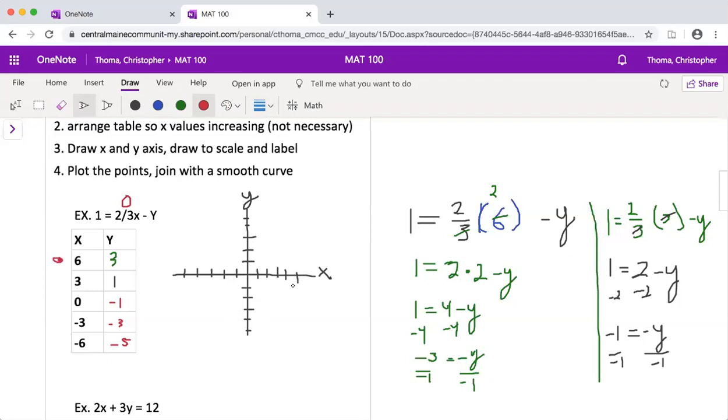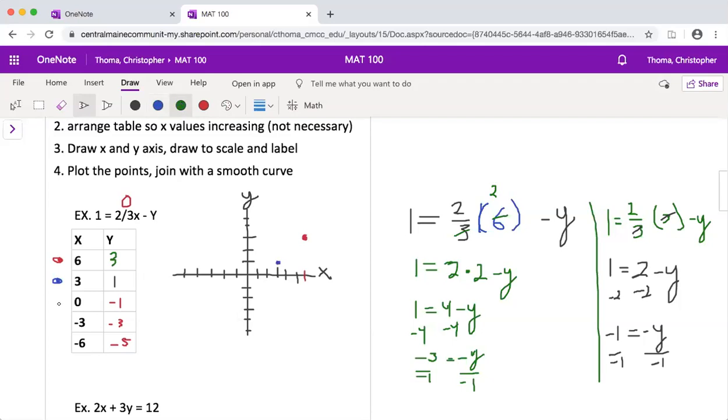I go over 6. I guess I should have one more. We'll have the 6th one. Go over 6 from the origin. So 1, 2, 3, 4, 5, 6, up 3. And there is the first point. To do my second point, I start at the origin, go over 3, up 1.